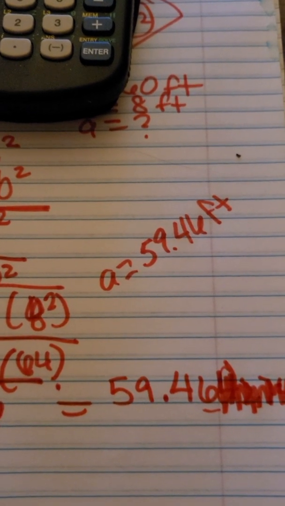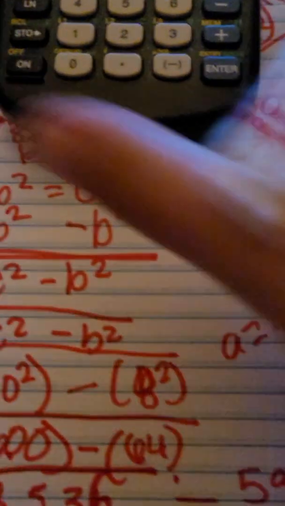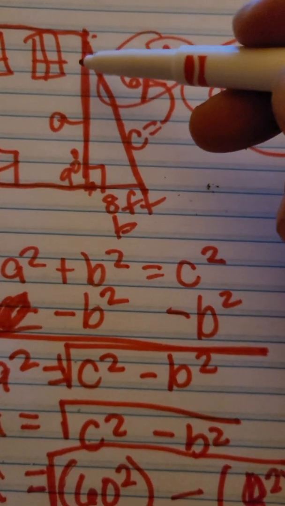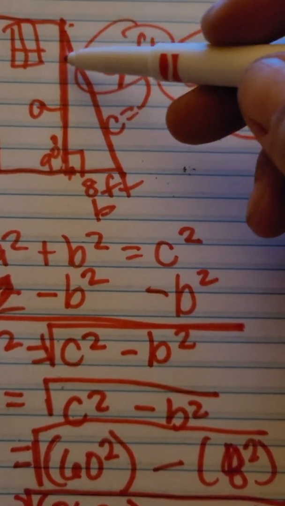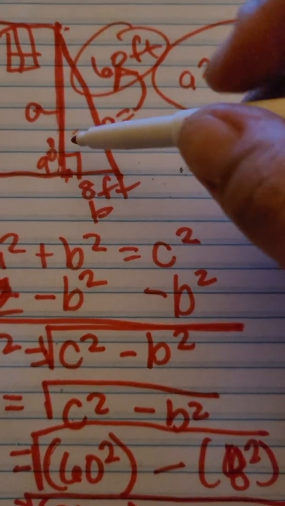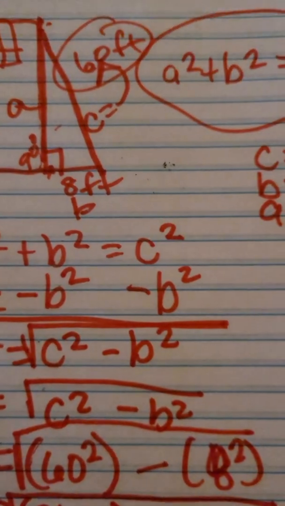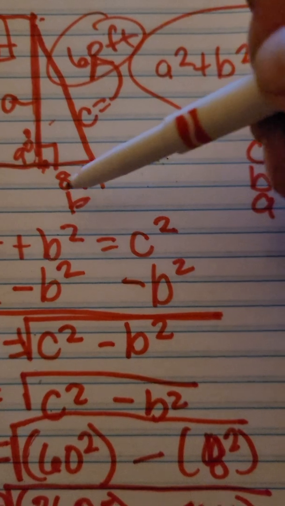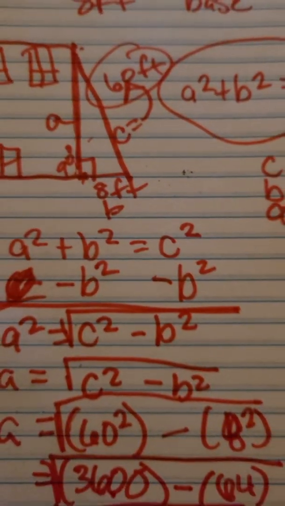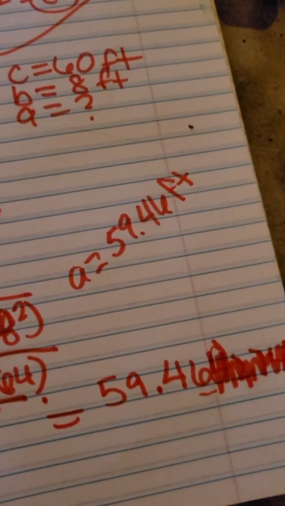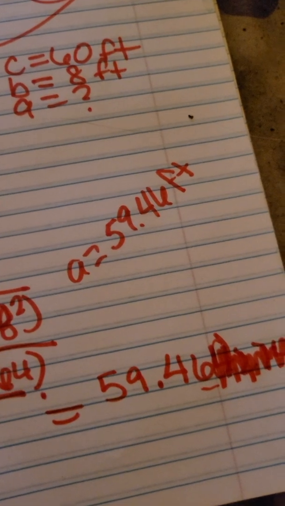Now, that's how tall that part underneath the ladder is. So that's about 59.5 feet. It's a 60-foot ladder going out 8 feet. So it's 59.46 feet up the building.